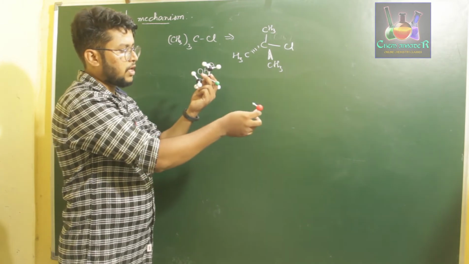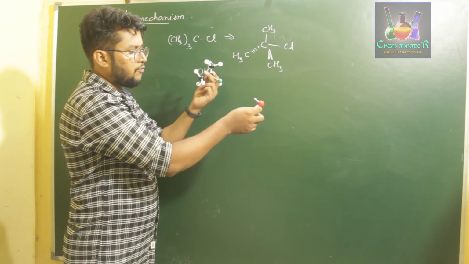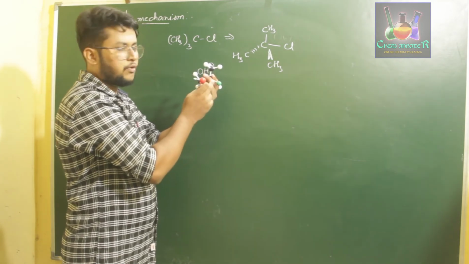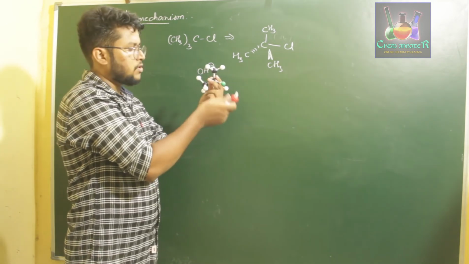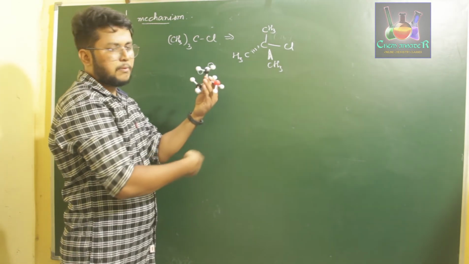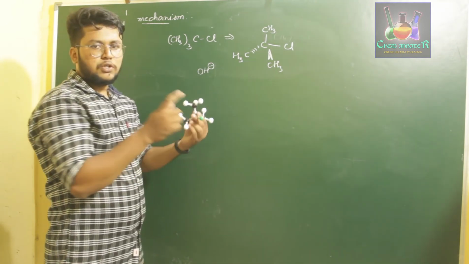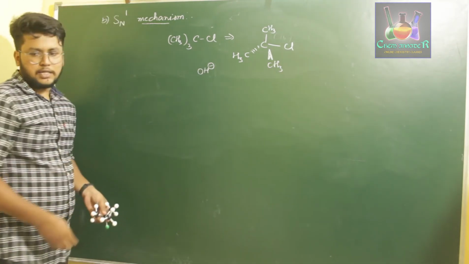So therefore it has to attack from this side. But we have a problem here. If we have to attack this from this side, we have to remove this first, right? So we have to create a space in order to get this attached to the carbon atom. So therefore we come across two steps for the SN1 mechanism.